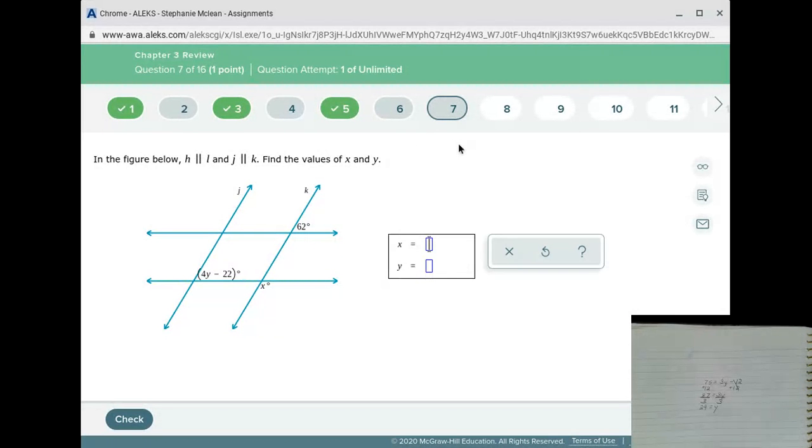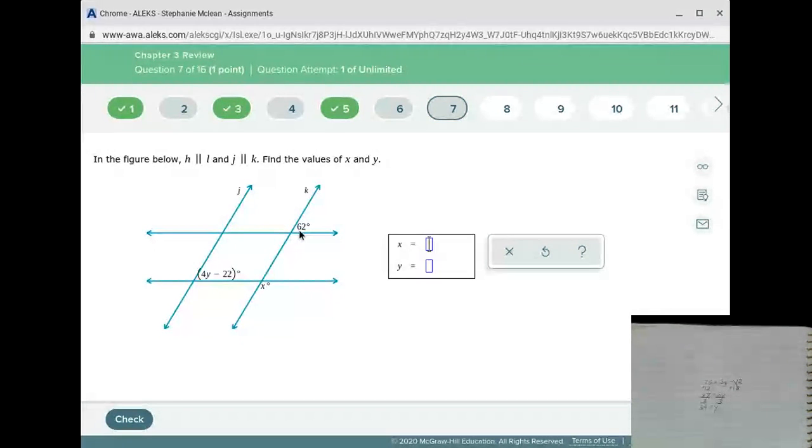So here we are. In the figure below, H and L and J and K are parallel, okay? So these two lines must be H and L. I don't see that they're labeled there, but H and L are parallel and J and K are parallel. Find the values of X and Y. So here's X and here's Y, okay?